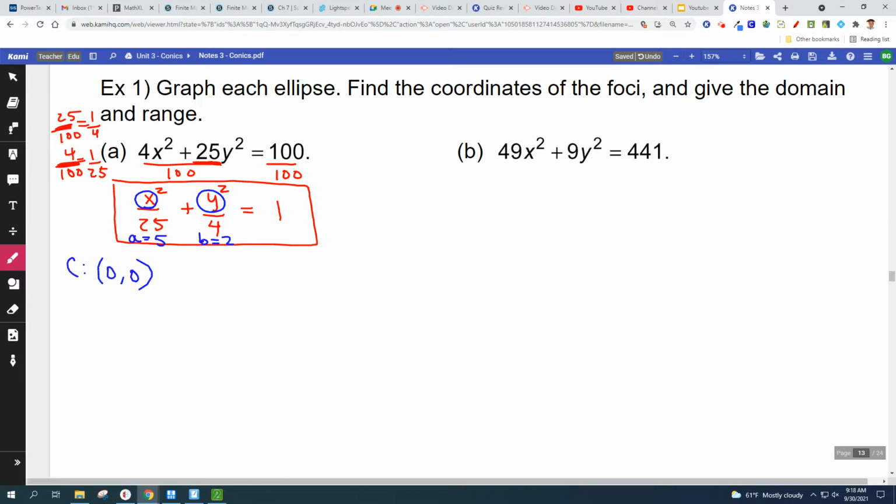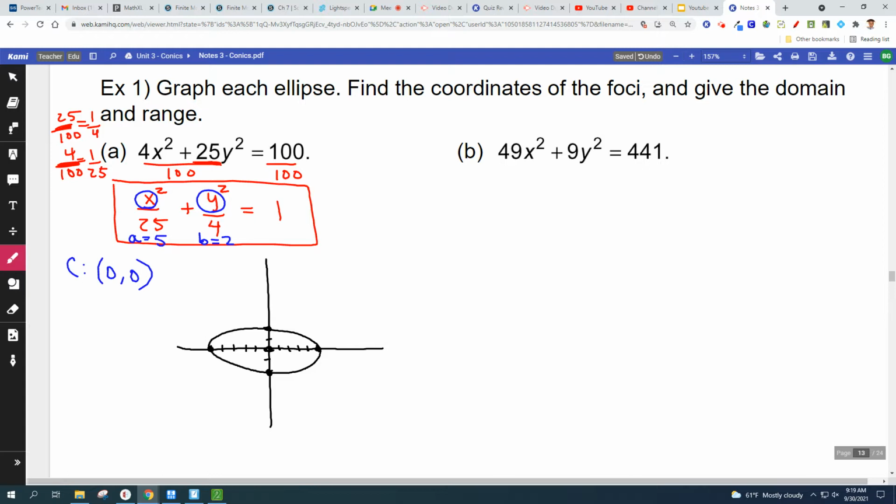So if I was going to sketch this thing, I would start out and locate the center point, 0, 0. And then I'm going to need to go over 5 in the x direction. 1, 2, 3, 4, 5. 1, 2, 3, 4, 5. And 2 in the y direction. 1, 2, 1, 2. I can put dots down there. And draw my ellipse. That's not perfect, but it's pretty good. Do your best to draw it nice and symmetrical.